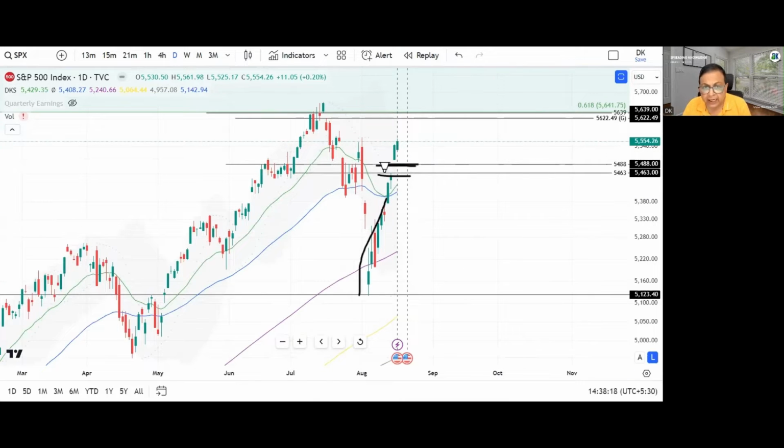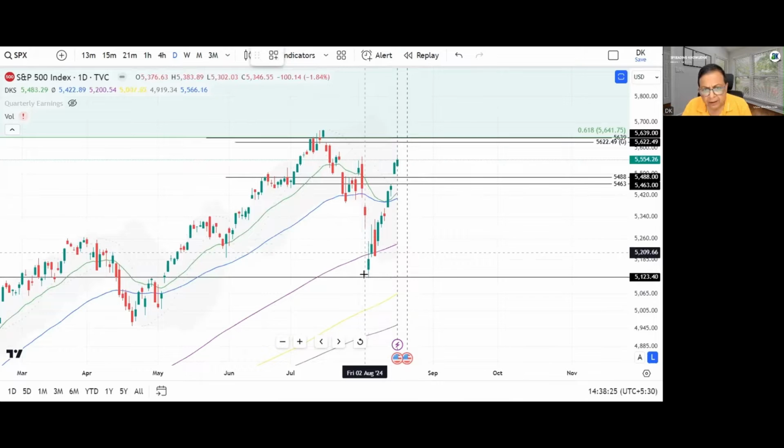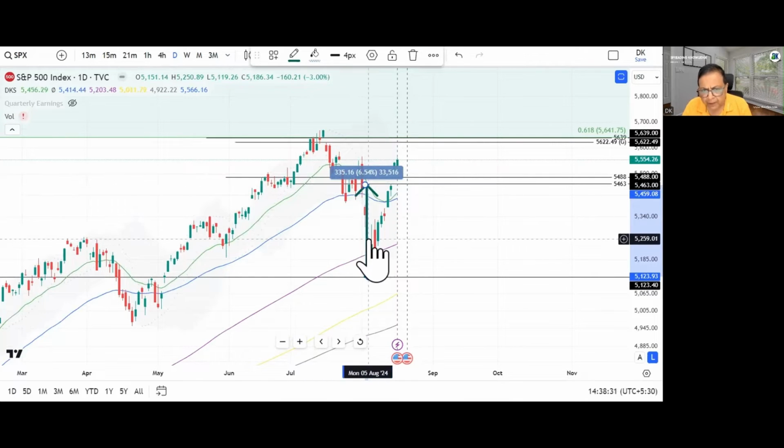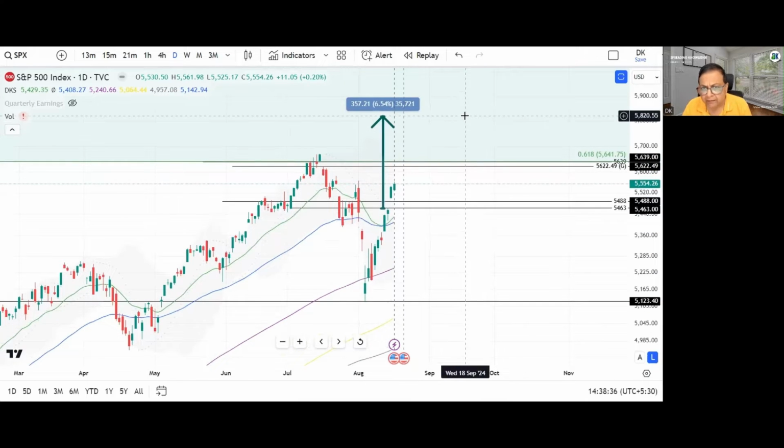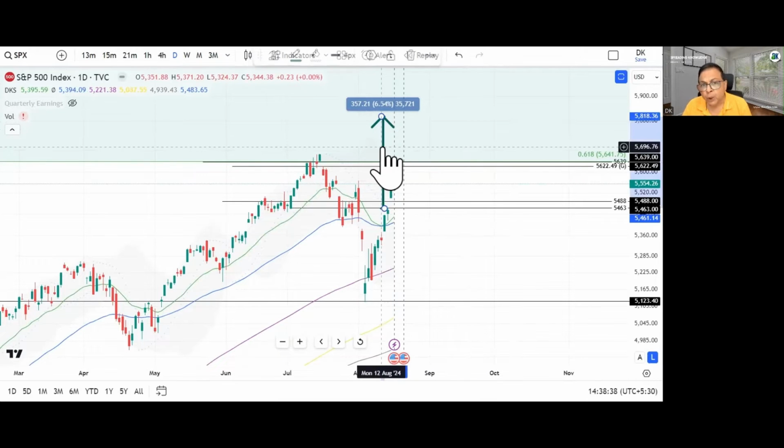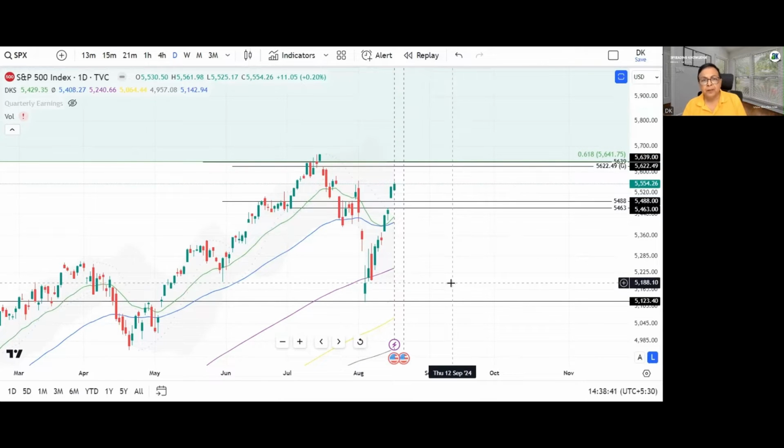This looks like a runaway gap. If it is a runaway gap, then the market may run higher. A runaway gap is usually also called a measuring gap. If I measure this and project from this gap, the potential next level comes at 5,800. So the S&P 500 in the short term can move up to 5,800. Currently it is trading at 5,554, which means it is likely to make a record high in the near future.